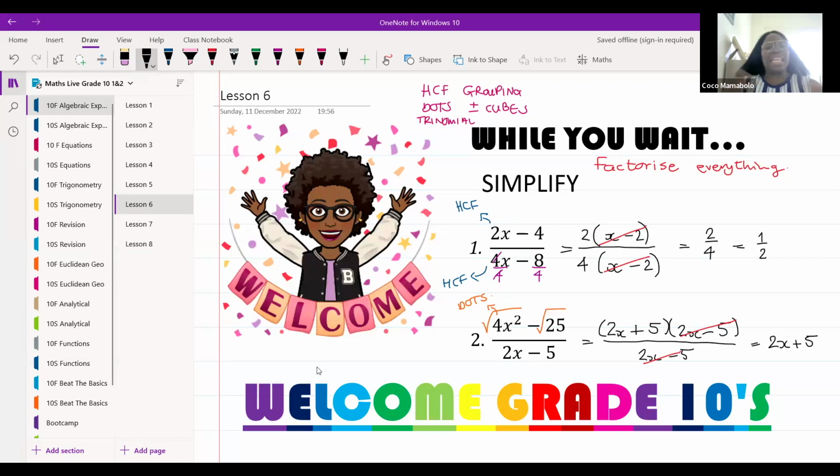Right. Is there anything I can do with 2x plus 5? Can I factorize? Can I cancel? Is there anything that we can do there? No, absolutely not. So that is our final answer right there.